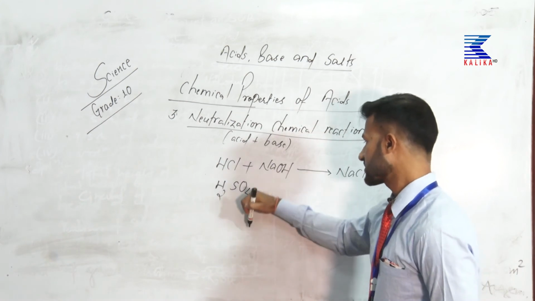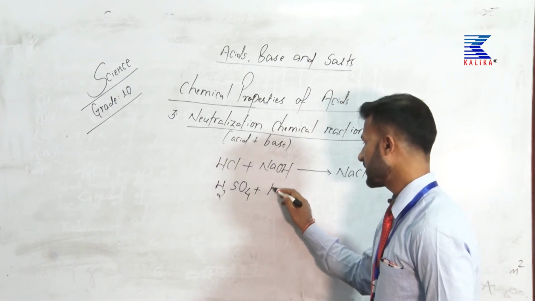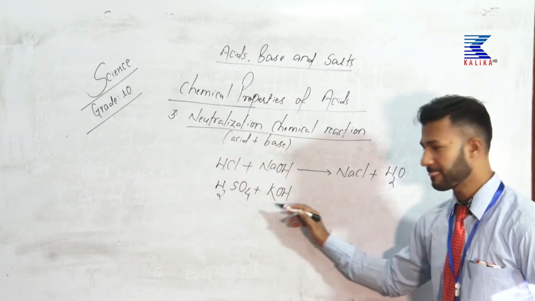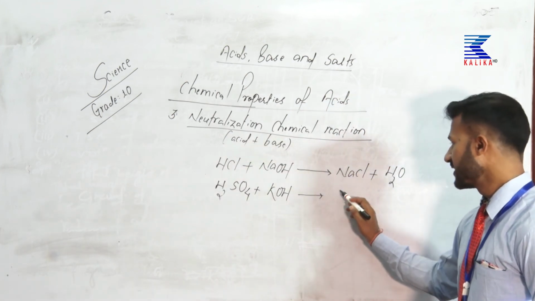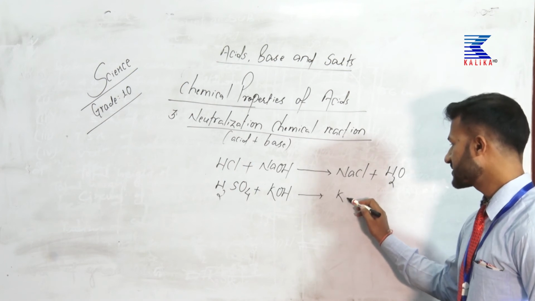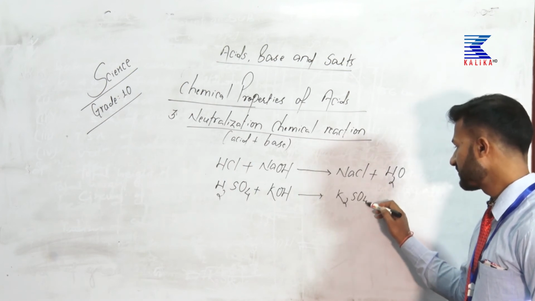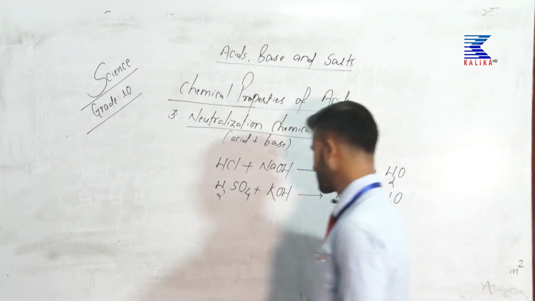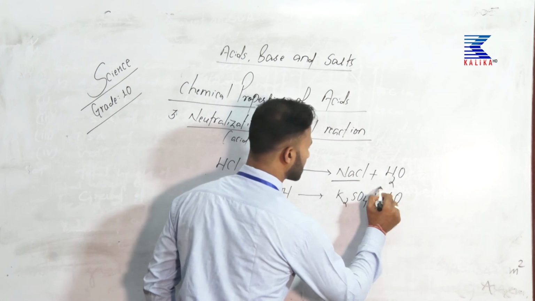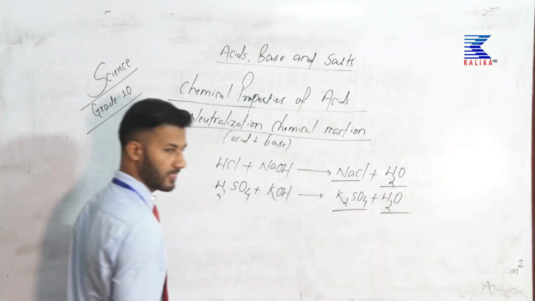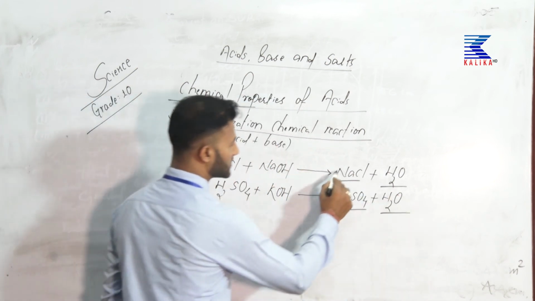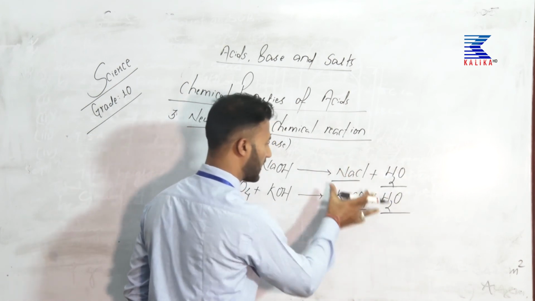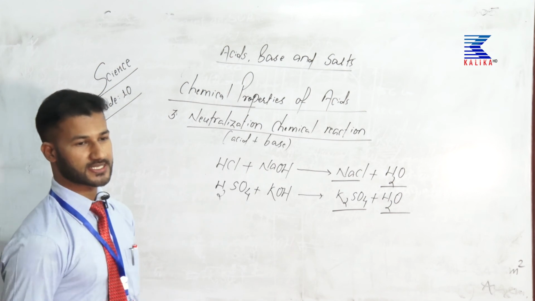So when this sulfuric acid is treated with, let us take another base, potassium hydroxide, what happens? It forms potassium sulfate plus water. Look at this chemical reaction. Aren't these neutral substances? Of course, this is salt and this is water, and both of them are neutral substances.